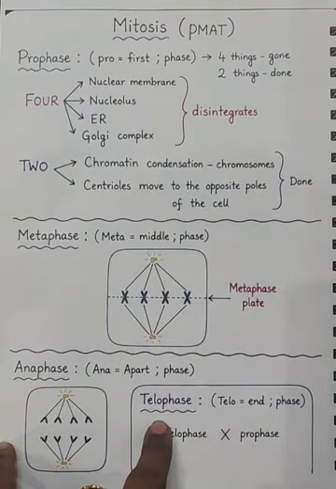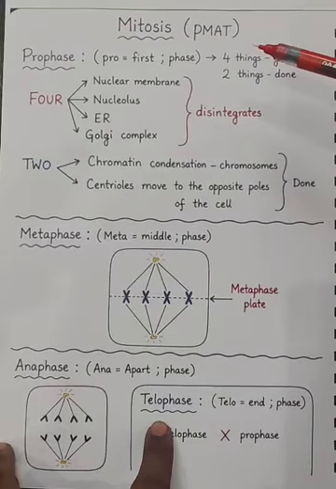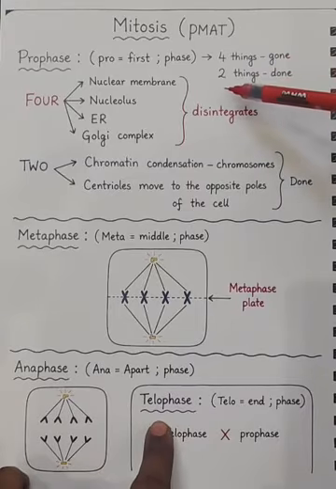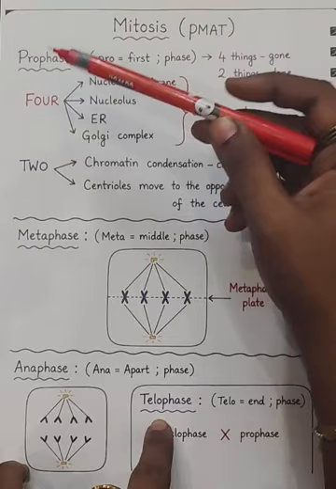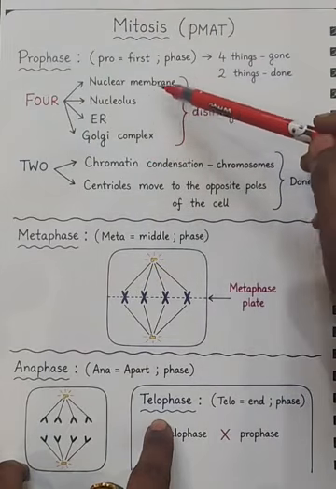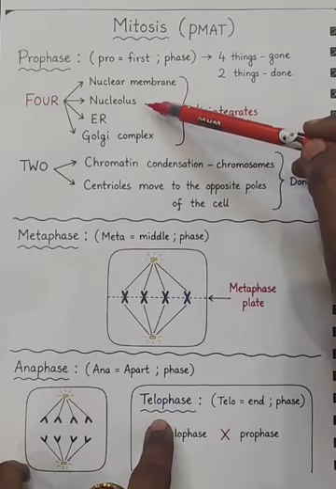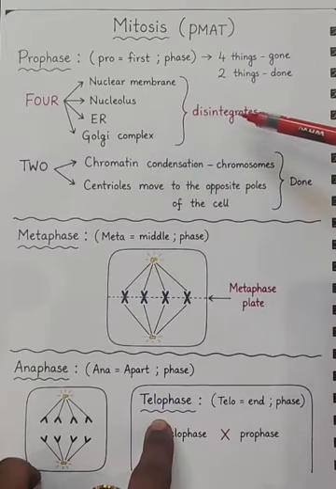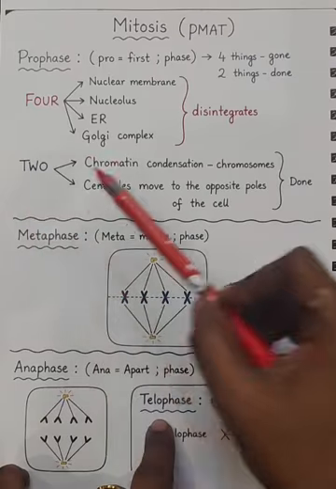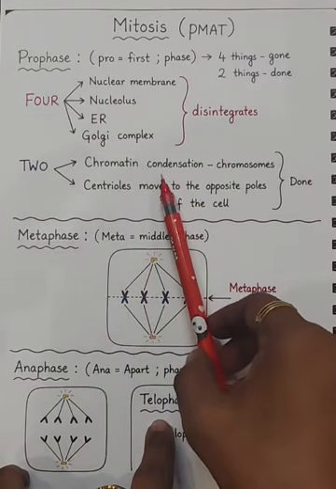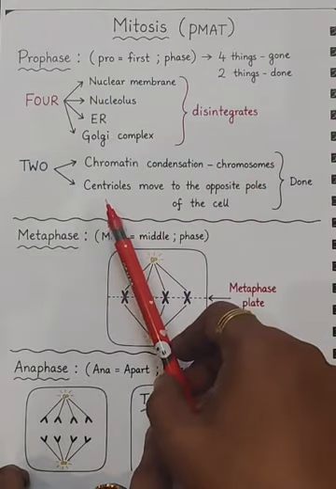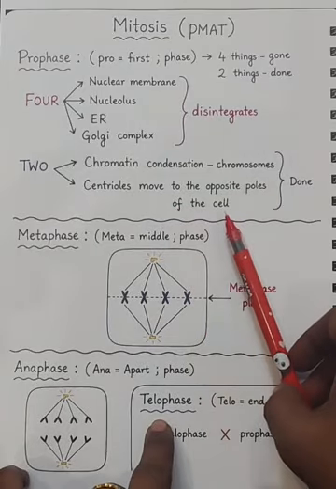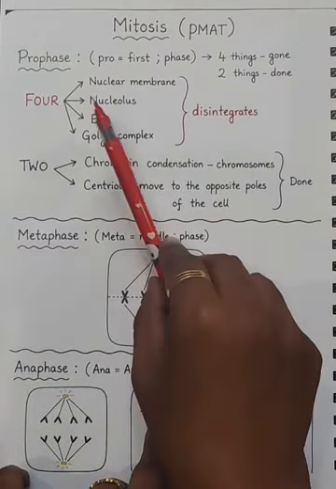What happens in prophase? The key characteristic features of prophase are: there are 4 things that will be disintegrating, and there will be 2 things that are done during this prophase. What are the 4 things that disintegrate? Nuclear membrane, nucleolus, endoplasmic reticulum, and Golgi complex. These 4 disintegrate in prophase. And what are the 2 things that are done? Chromatin condenses to form chromosomes, and a pair of centrioles move to the opposite poles of the cell. So this is what happens during prophase.